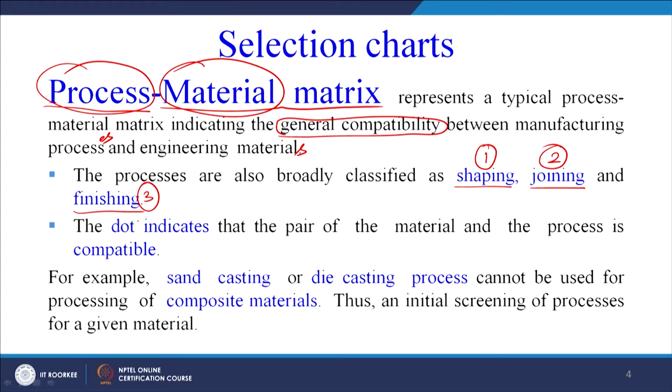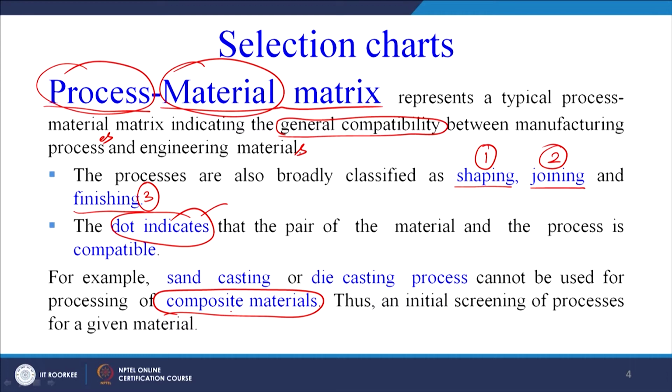The dot indicates that the pair of the material and the process is compatible. So we will try to see how the dots have been placed when we see a process material matrix. Now the example is given here. For example, sand casting or die casting process cannot be used for processing of composite materials. So we will see this example when we go to the process material matrix.